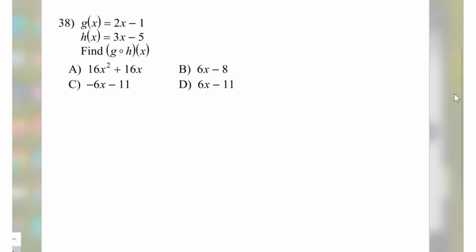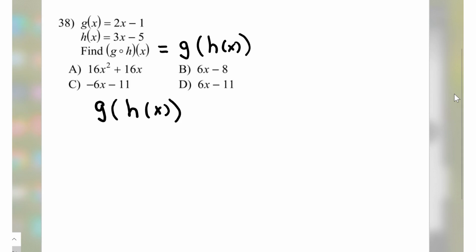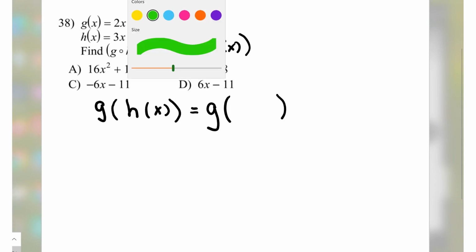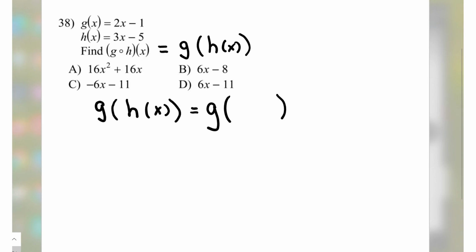Now we will do composition of functions. So we have G of H of X. That's what it means. G, and your input is H of X. So we have G, and the input will be H of X. I'm going to go ahead and try to color coordinate here. So this is H of X.